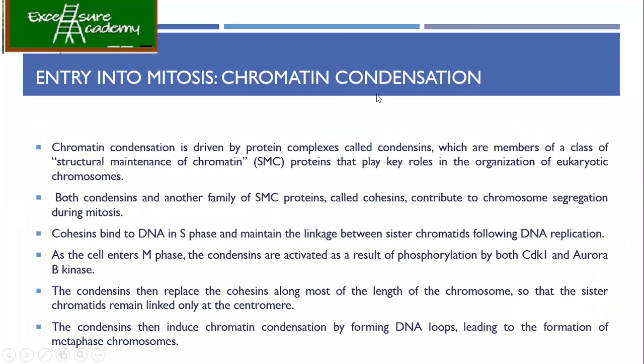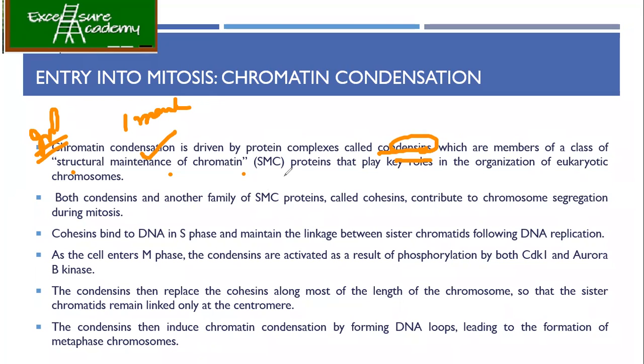Okay, so the first thing is chromatin condensation. Chromatin condensation is driven by the protein complexes called the condensins. Okay, now this is important to remember. Chromatin condensation is because of the condensins, which are members of the class of structural maintenance of chromosomes proteins. Please guys remember this. This is very important. It will come for 1 mark question. So condensins are actually members of structural maintenance of chromosomes proteins, and they really play a very important role in the organization of eukaryotic chromosomes.